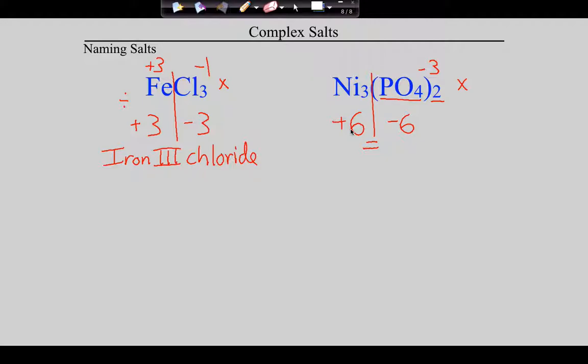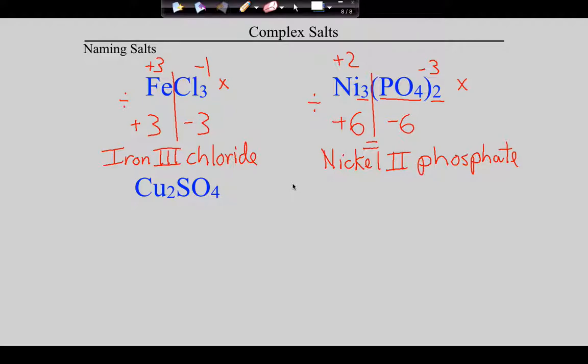Then we need to divide. If we have a +6 charge, how many nickel atoms create that +6 charge? And the answer is 3. So 6 divided by 3 means that nickel has a charge of +2. That is then the Roman numeral. So this would be nickel 2, and then PO4 is phosphate. So this salt would be nickel 2 phosphate. Again, notice that doesn't mean there's 2 nickels. It means the charge of each nickel is +2.